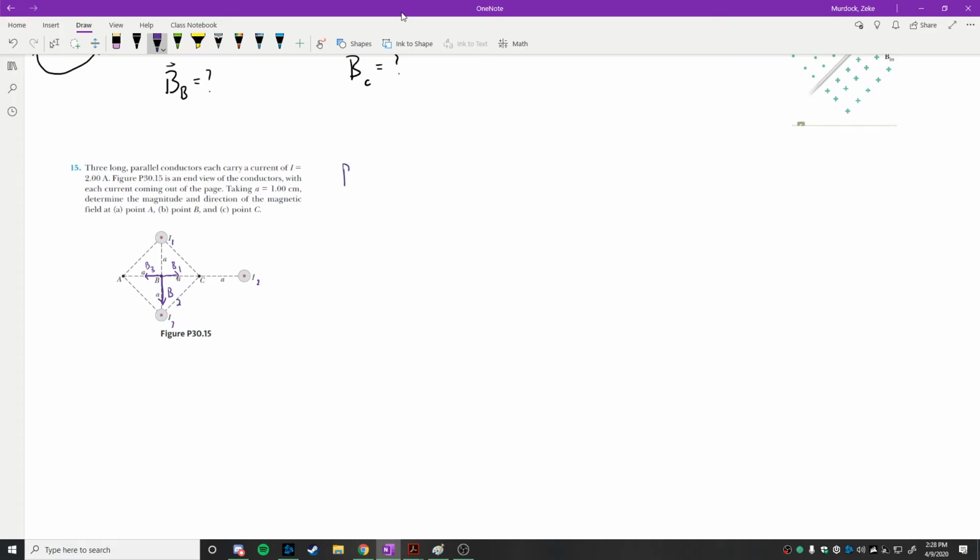And we can say that B2 would be equal to just pretty simply mu naught I divided by 2 pi, and then divided by the distance between point B and here, which is 2a. That one's pretty easy, right? And it's also going to be times negative j hat. I mean, you can calculate this if you want to.